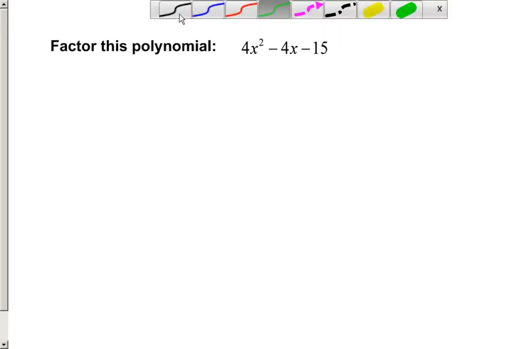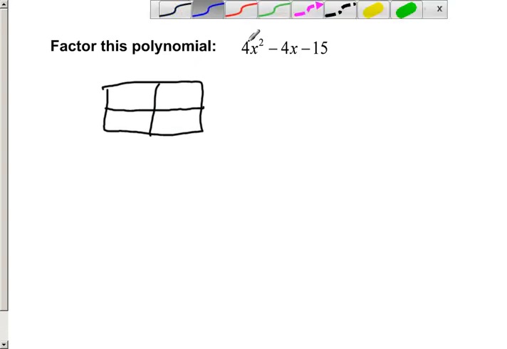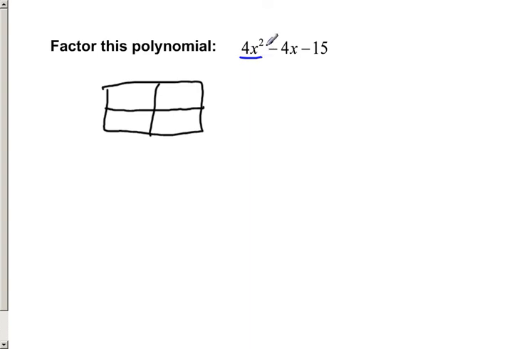So this method begins by making a rectangular box that has 4 sections in it. So it looks like that. Then you take this first term, the leading term, your x squared term, and put it in the upper left part of the rectangular box. And then you take this last term, the constant term, and put that in the lower right. I said upper right at first, but it should be upper left.